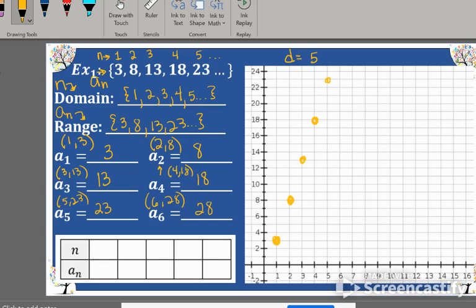Notice that these points are not connected because arithmetic sequences and all sequences are discrete. They are a scatter plot. So the first term is 3. The second term is 8 and so on. There are no term positions in between. There are no terms in between the 3 and the 8, or the 8 and the 13. So we will not connect these to make a continuous graph. It is discrete. Our function table, instead of x and y or x and f of x, our input values are always the first term, the second term, the third term, the fourth term, the fifth term, and then we list those actual terms, 3, 8, 13, 18, and 23.